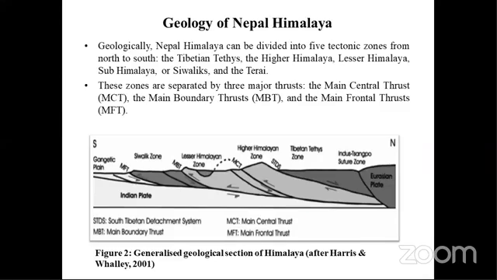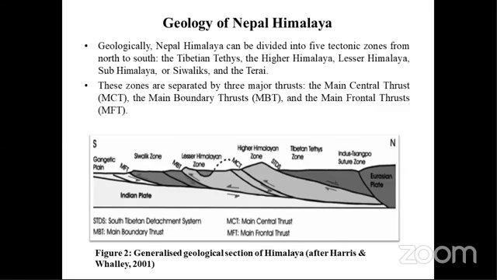Now, talking about the geology of the Nepal Himalaya, from south to north. This is the geological section after Harris and Valley that is presented in a planar section from south to north, which I've already mentioned also. From the south, there is a Tarai plain called Indo-Gangetic plain. And after that, the Siwalik zone, then lesser Himalayan, higher Himalayan zone, and Tibetan Tethys zone.